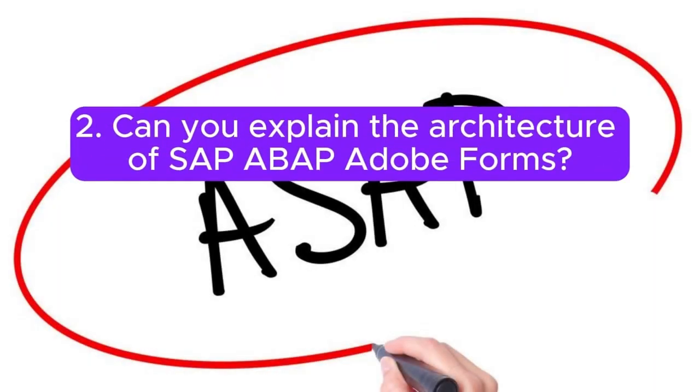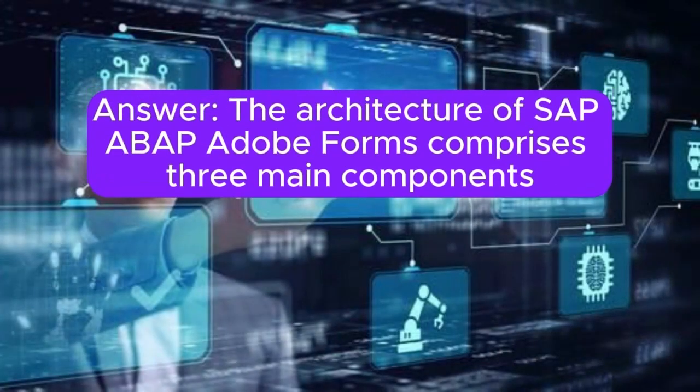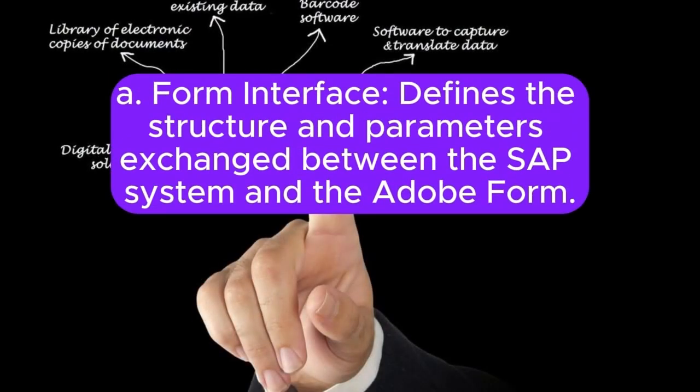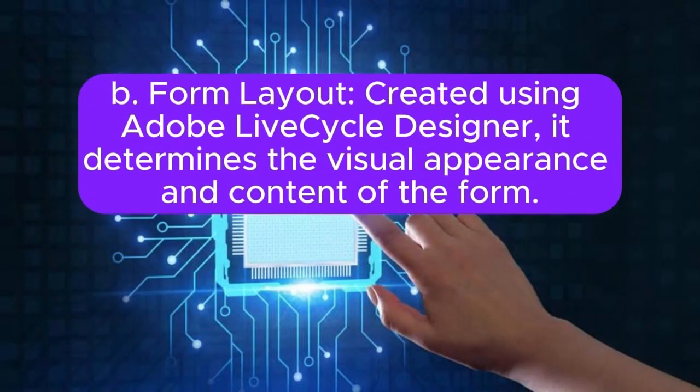2. Can you explain the architecture of SAP ABAP Adobe Forms? Answer. The architecture of SAP ABAP Adobe Forms comprises three main components. A. Form interface defines the structure and parameters exchanged between the SAP system and the Adobe form. B. Form layout, created using Adobe Lifecycle Designer, determines the visual appearance and content of the form.